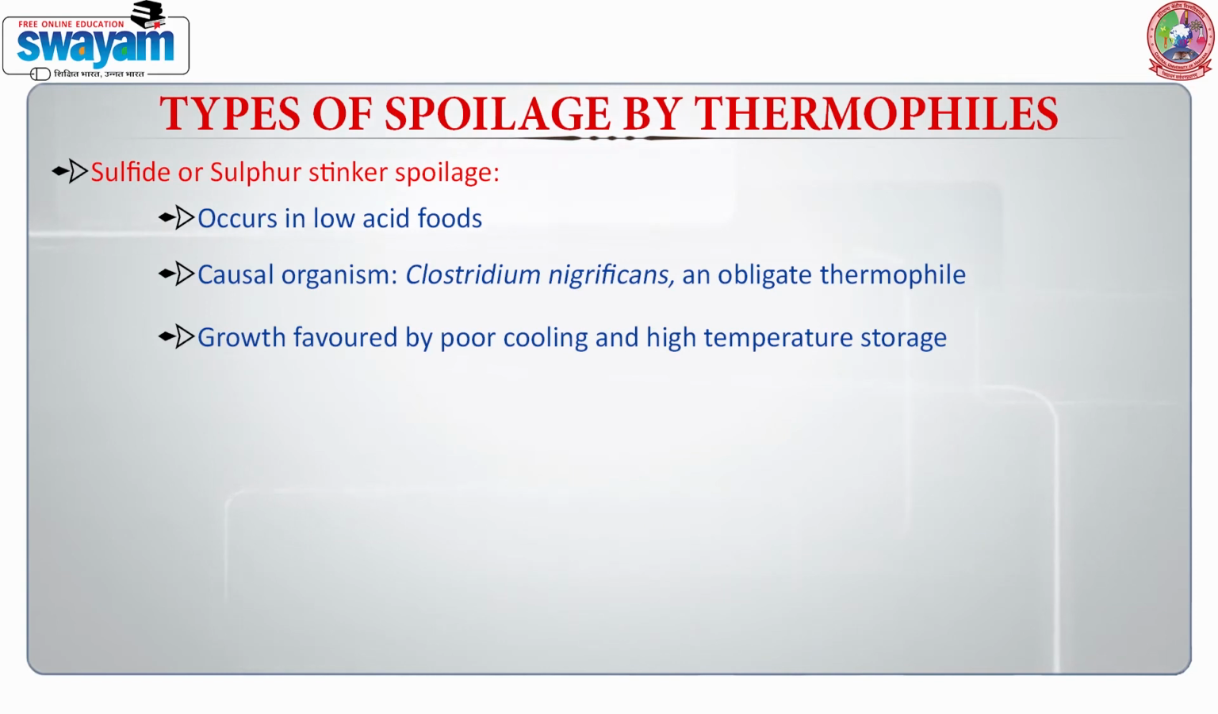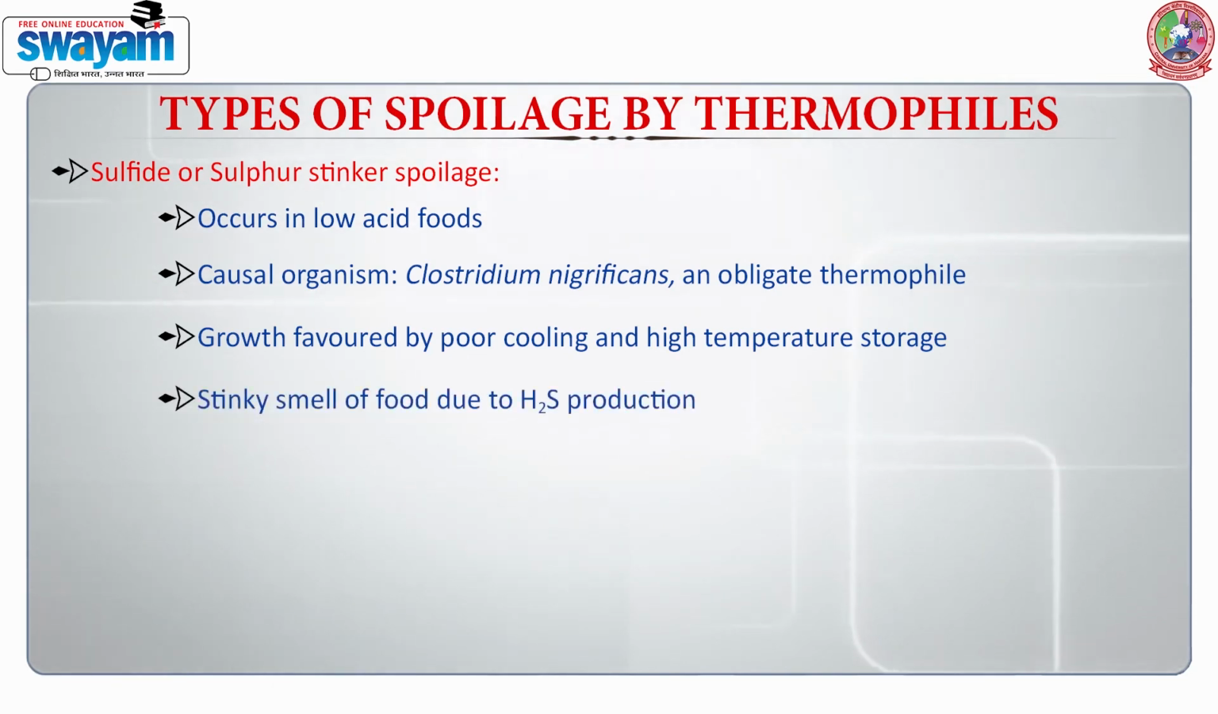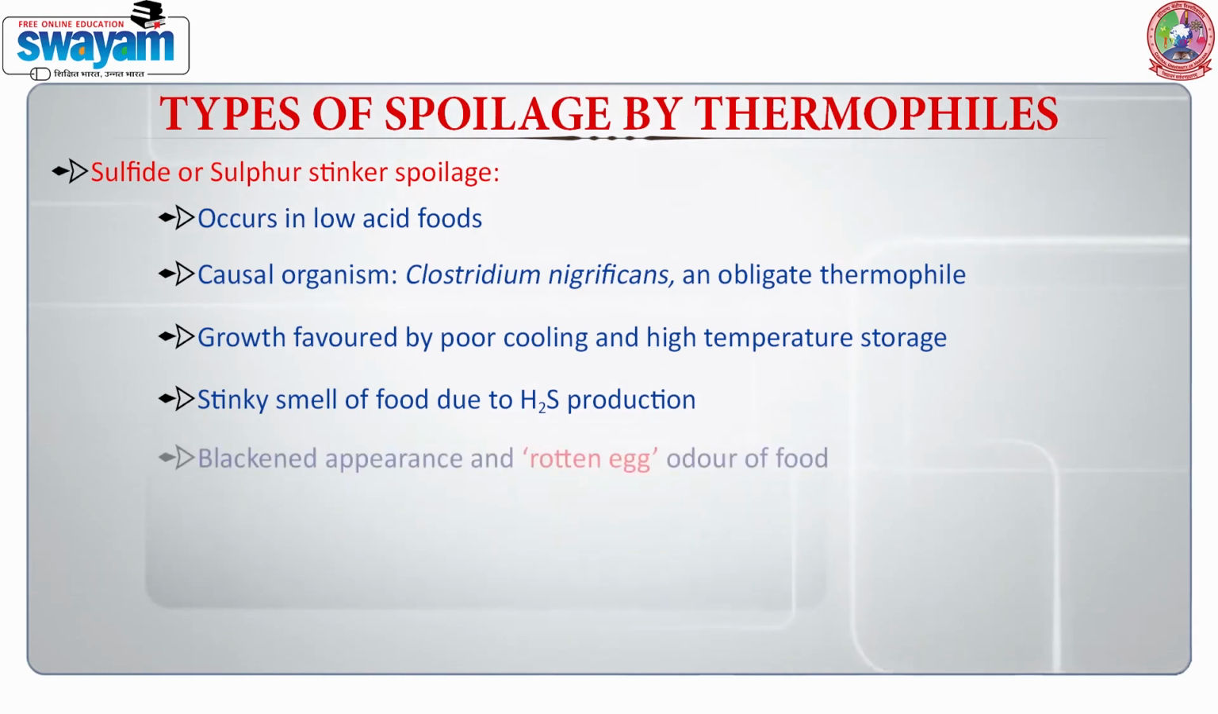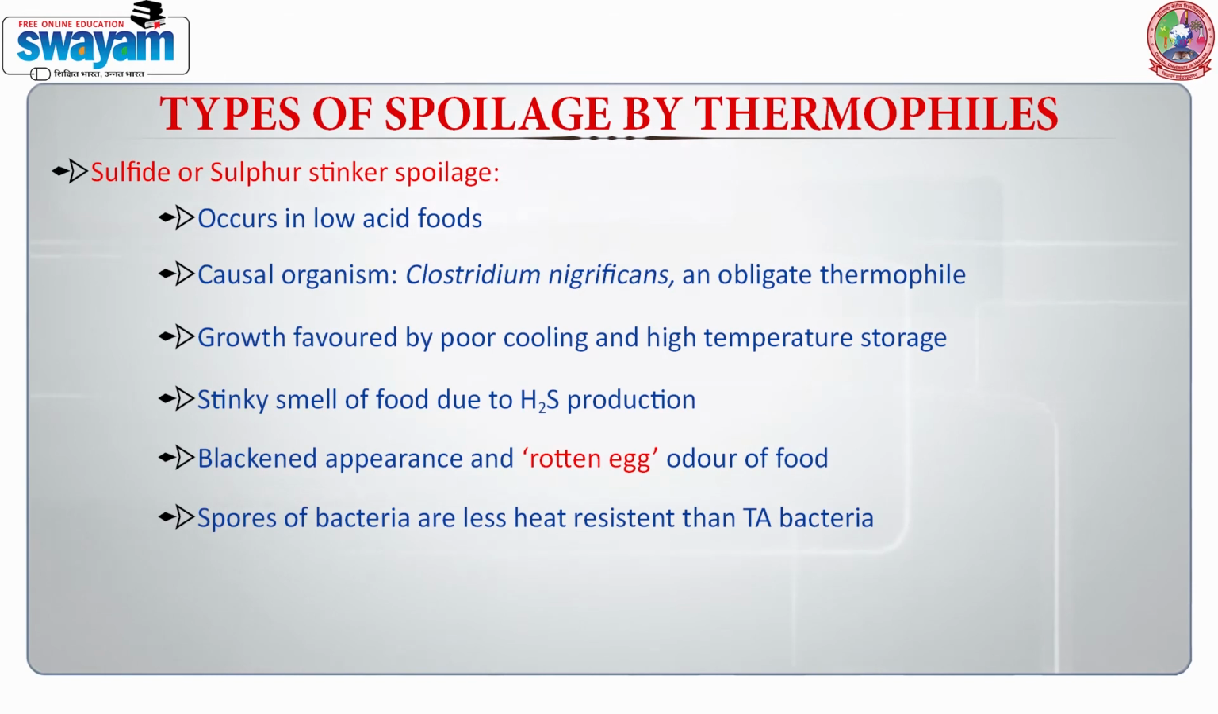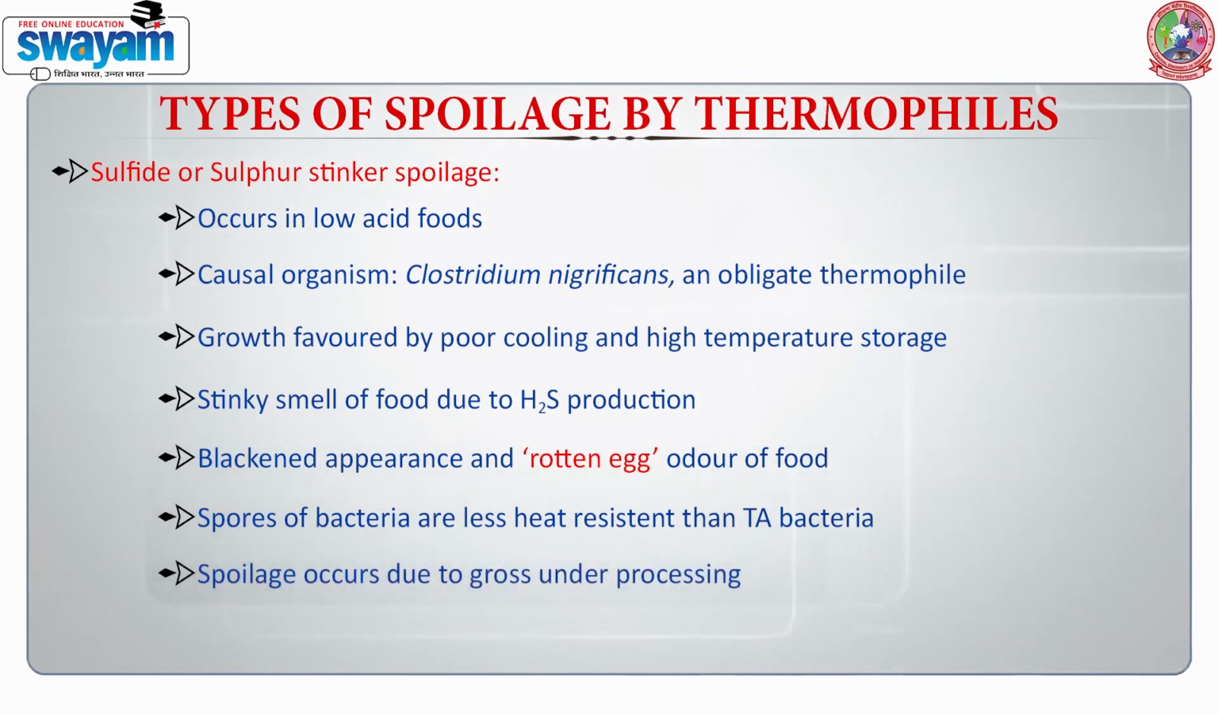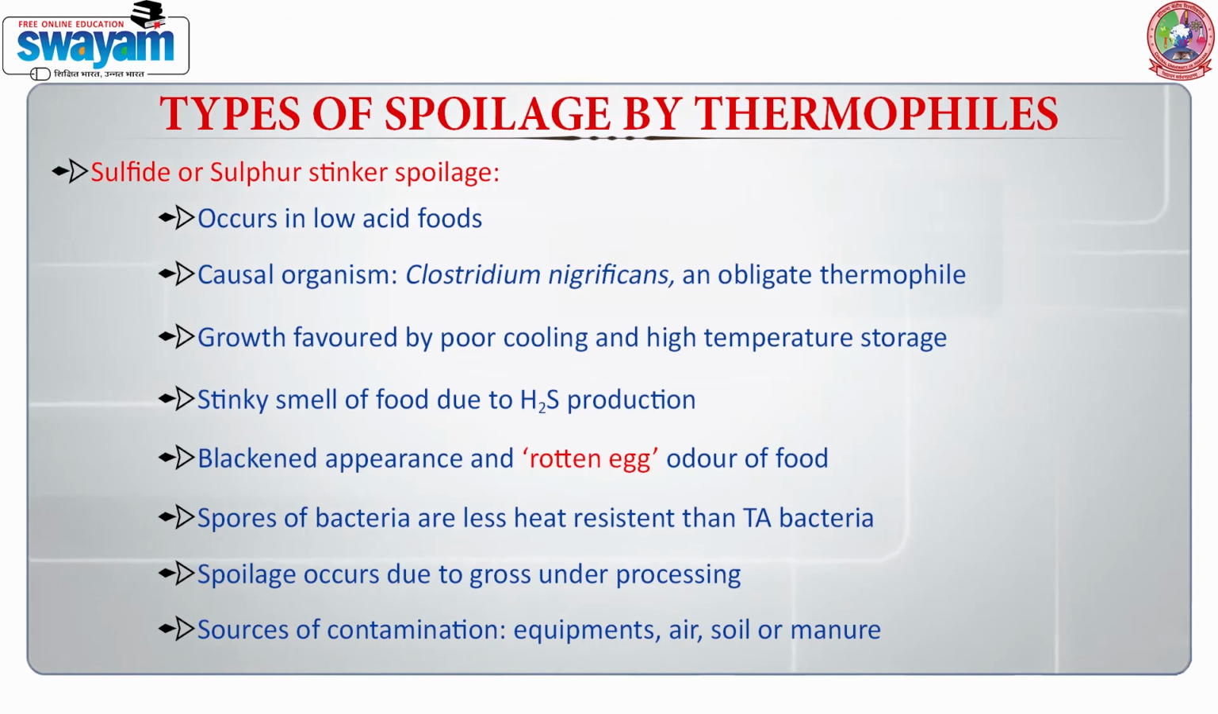The important features are a stinking smell of the food due to hydrogen sulfide production, a blackened appearance and a rotten egg odor. The spores of the bacteria are less tolerant to heat than the TA bacteria, and the spoilage occurs due to underprocessing of the food product. The sources of contamination of this organism are equipment, air, soil or manure.